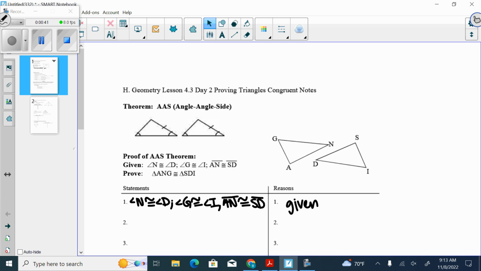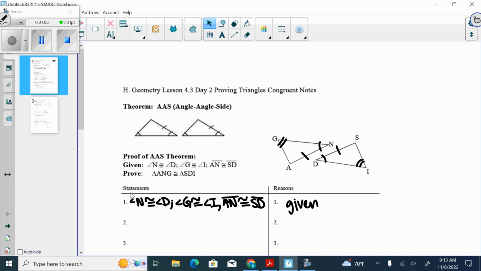Okay, so I'm going to go ahead and mark that over here on this image. So I know that angles N and D are congruent. Give them one mark each. G and I, also congruent angles. I'm going to give them 2 marks. And that side AN is congruent to side SD.